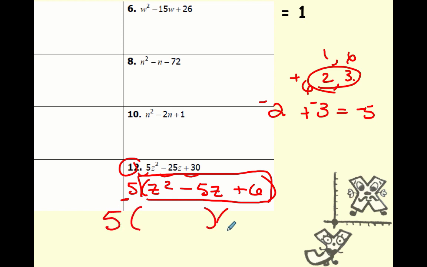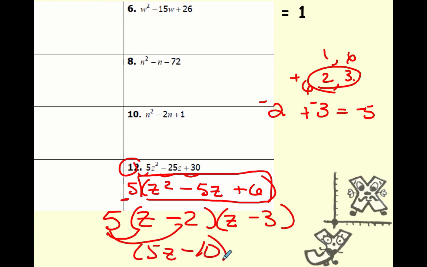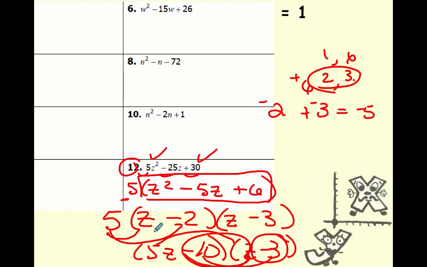So I have 5, and then my two binomials, z times z, negative 2 times negative 3. And how do you verify? Remember, you would go ahead and you would distribute to get 5z minus 10, and then I would go ahead and multiply that by z minus 3. 5z times z is 5z squared. Negative 10 times negative 3 is positive 30. Negative 10z, negative 15z makes negative 25z.